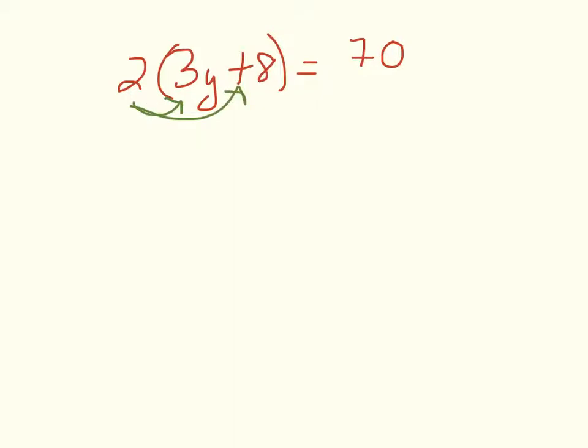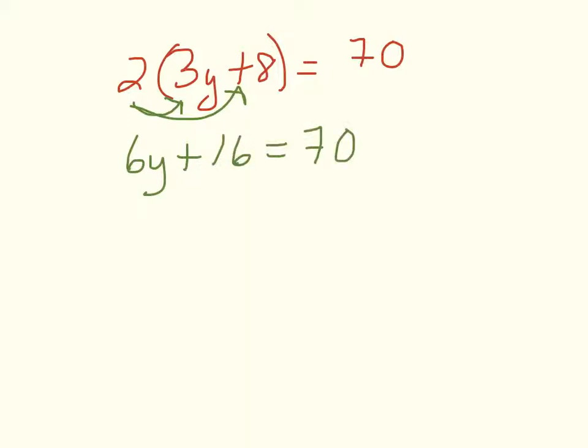So let's do 2 times 3y plus 8 equals 70. Again, we look in the parentheses. 3y and 8 are not like terms. They cannot be added. So we have to distribute to get rid of the parentheses. 2 times 3y is 6y. Copy the plus sign. 2 times 8 is 16.